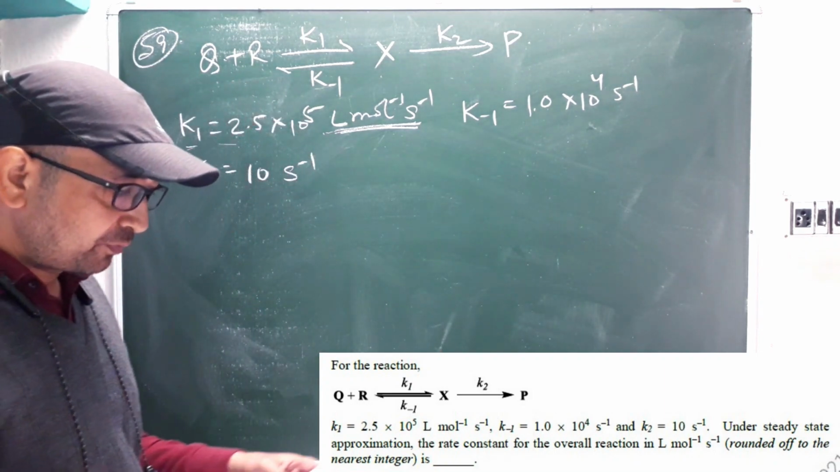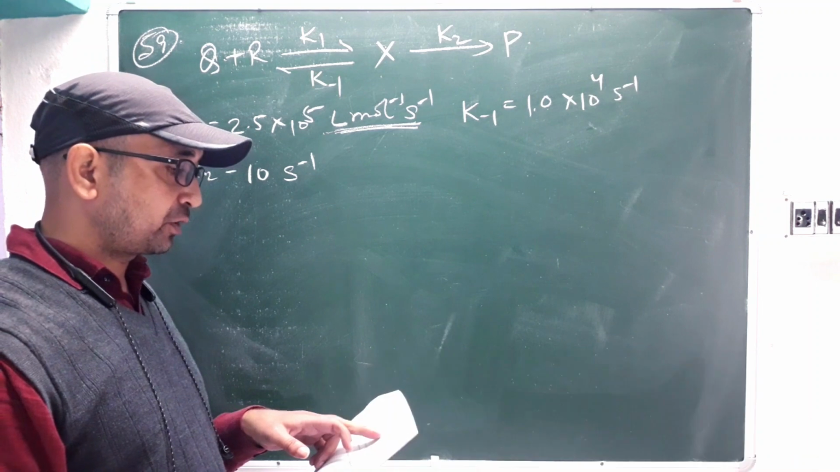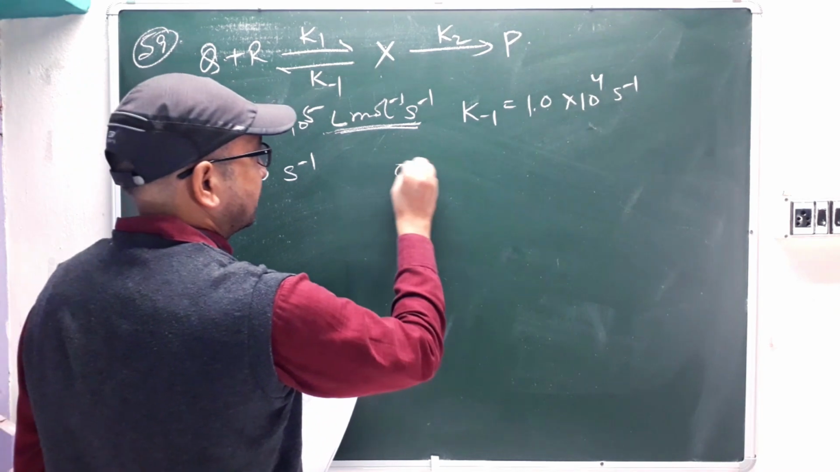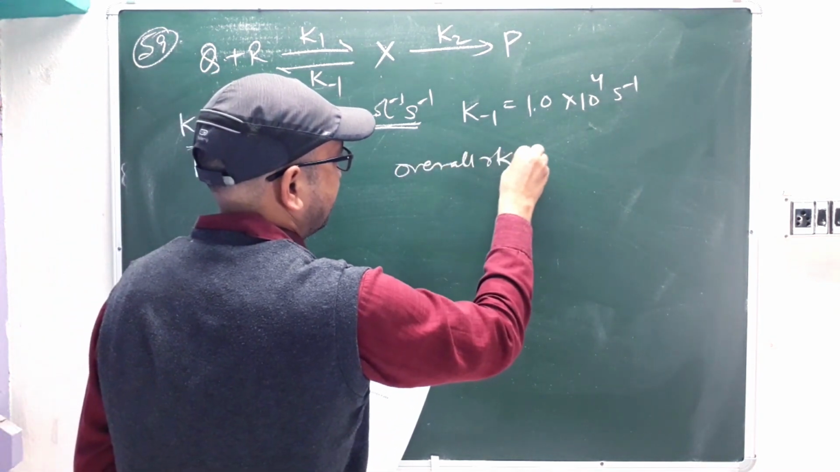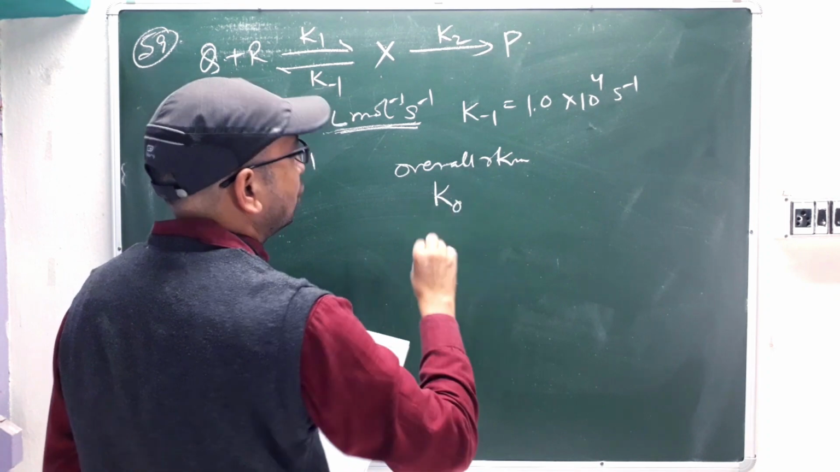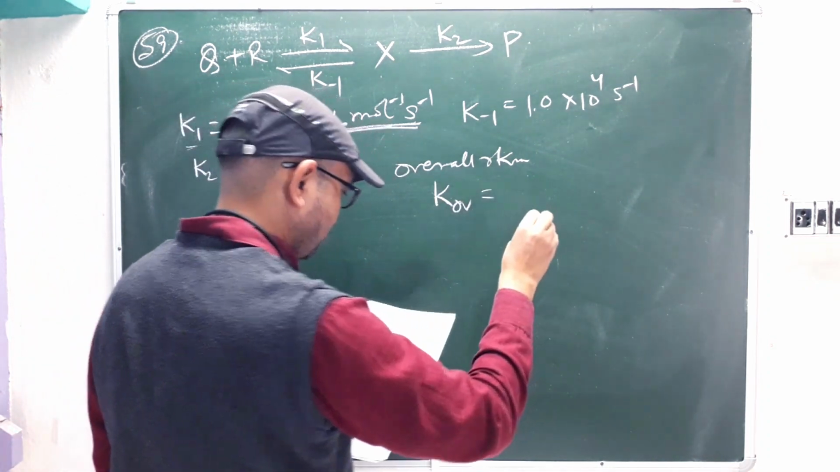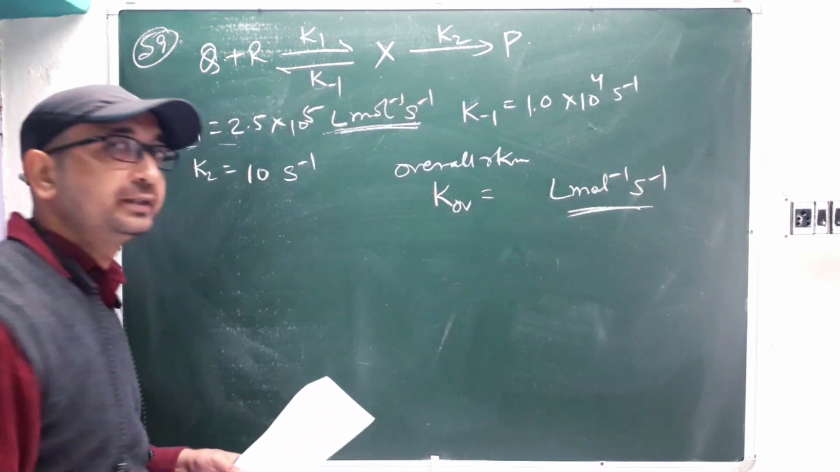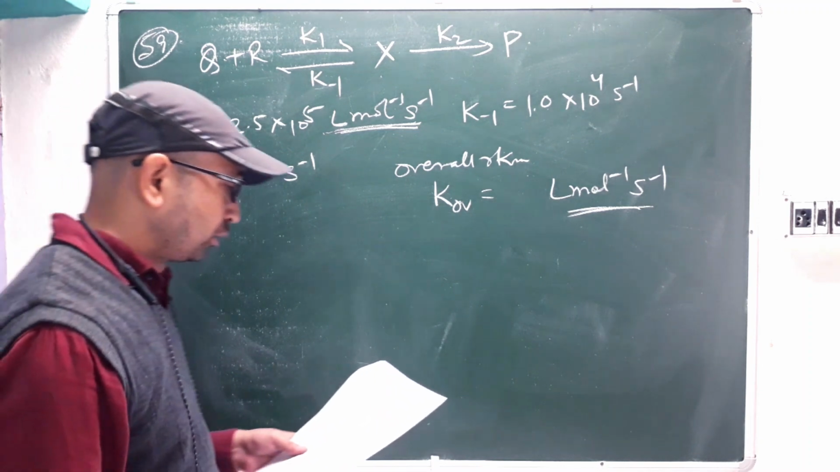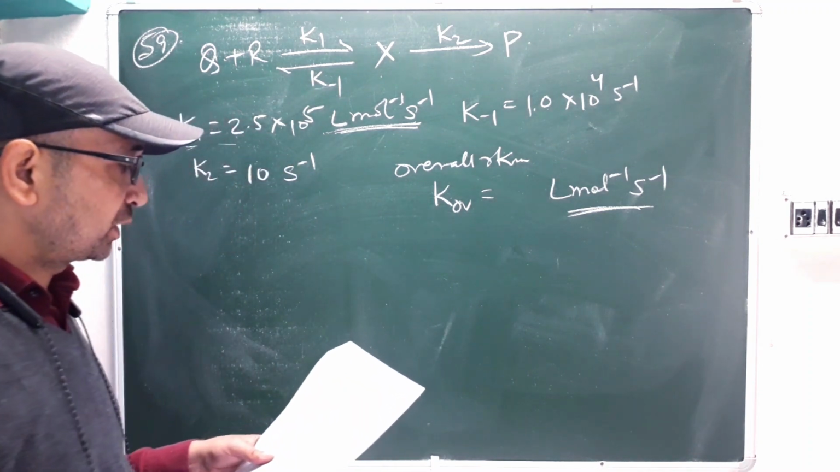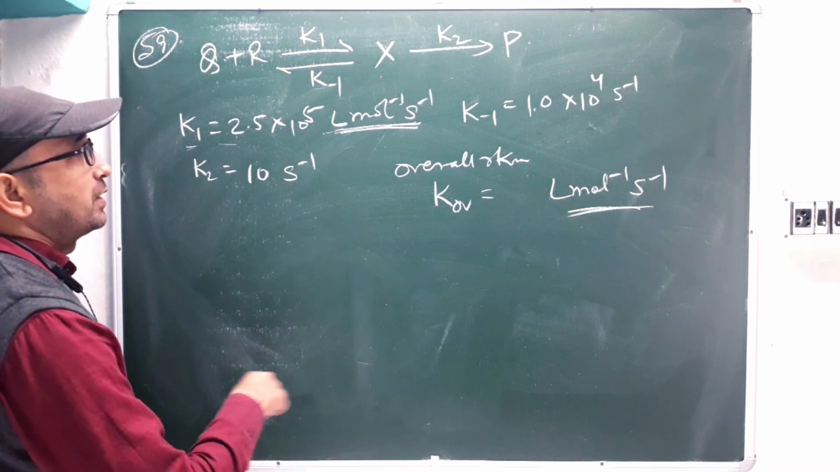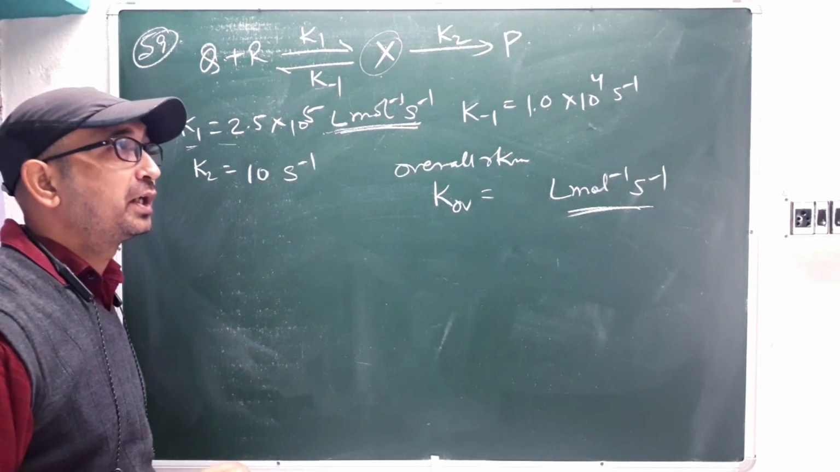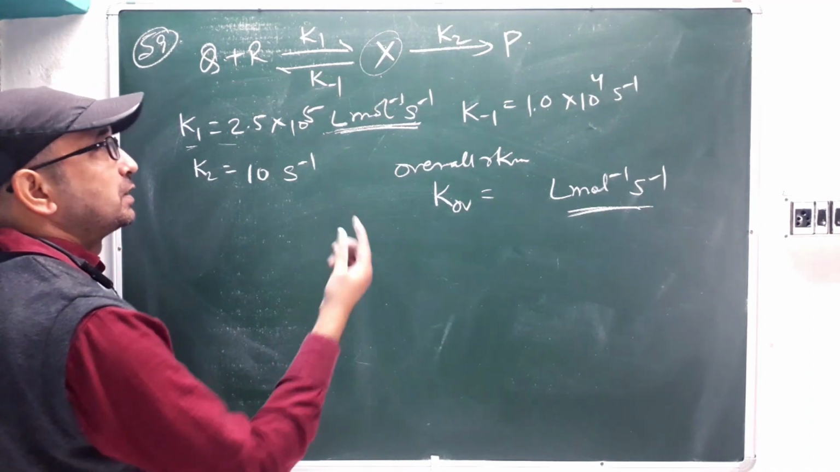So now what we have to calculate, under steady state approximation, the rate constant for the overall reaction. I'll write K overall. They are telling that it should be in unit liter per mole per second, meaning the overall reaction is second order reaction, correct? Now we have to find it out under steady state approximation. So for the overall reaction, we have already known that it will be K1 divided by K inverse, that means K equilibrium.